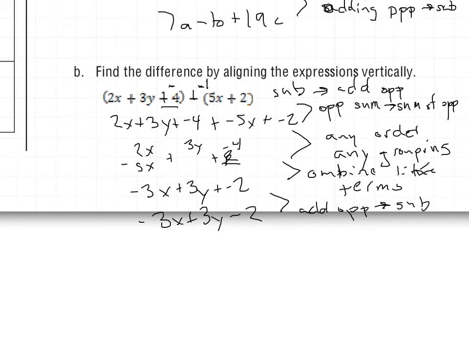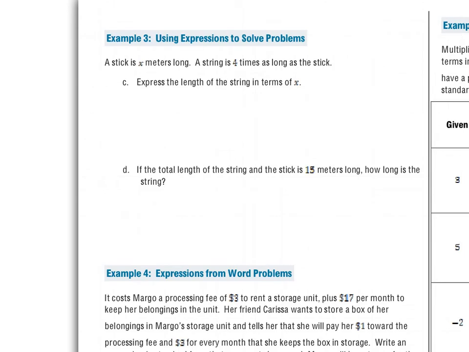Alright, let's flip on over the page. And so looking at this, it says a stick is x meters long and a string is 4 times as long as the stick. So express the length of the string in terms of x. So the string is 4 times as long as the stick, which the stick is x. So the string is 4 times x. If the total length of the string and stick is 15 meters long, how long is the string?